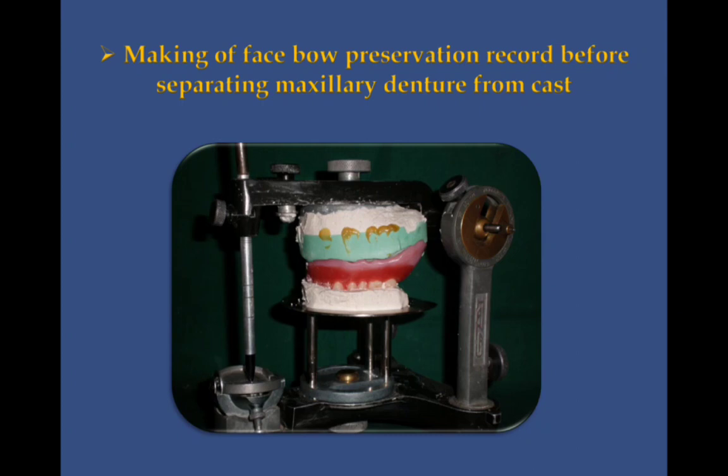Next, when you are done with all the modifications and all the eliminating of the contacts in centric and protrusive record, you have to take a face bow preservation record or a remount jig. So here you can see this jig which is attached to the lower part of the articulator, that is called a remount jig. With the help of that remount jig you can place some plaster, and you have to take the indentation or the imprint of the maxillary teeth. Before you separate the denture from the master cast, you have to do this procedure. After this procedure only you are going to go for the clinical or lab remount.